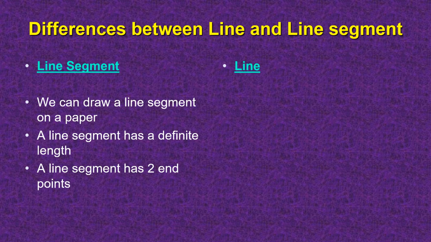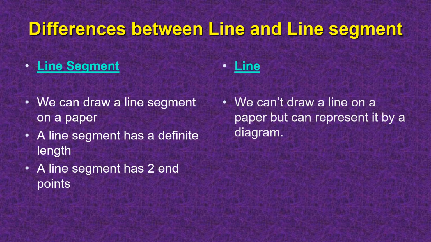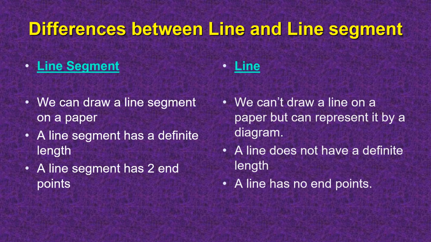Whereas if we look at the line, then we cannot draw a line on a paper because it has infinite length. It goes on endlessly in both the directions and it has no endpoints also. Okay, so these differences of line and line segments are very important. Go through it again if you're not clear about it, because these terms are going to be used everywhere.